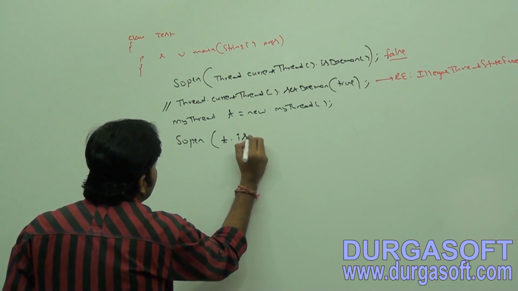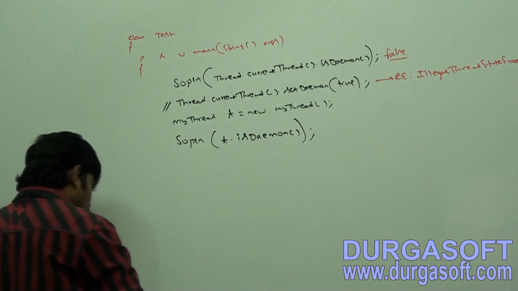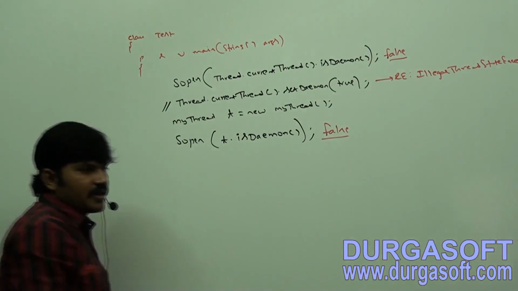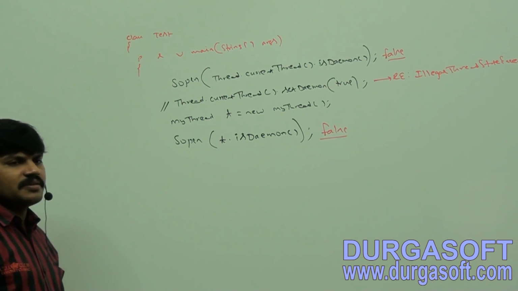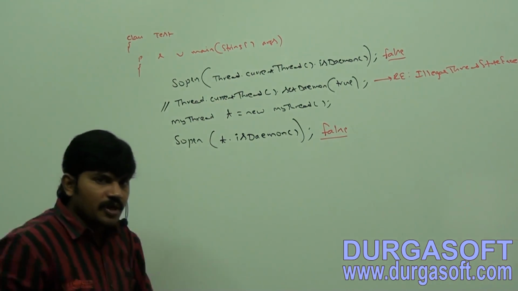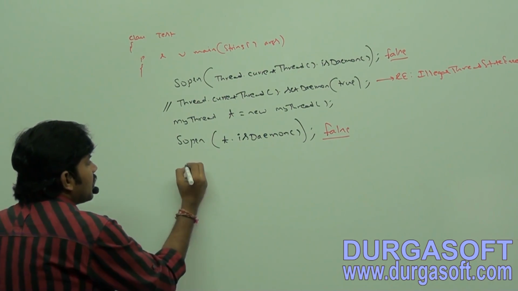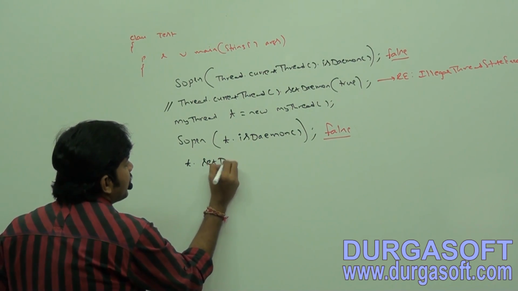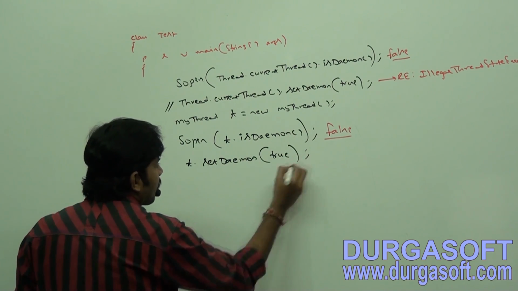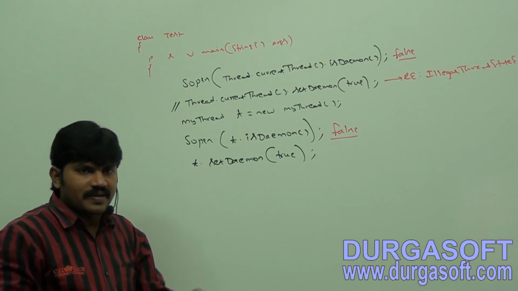If I ask System.out.println(t.isDaemon()), what answer will we get? False is the answer. Correct, right? Sir, I want to change the daemon nature. I want to make this thread a daemon. Possible or not? Because I didn't start this thread, that's why I'm taking t.setDaemon(true). Now onward, this t is a daemon thread.